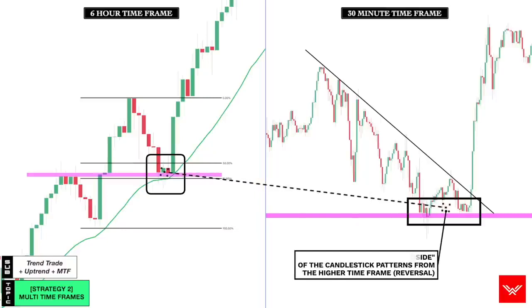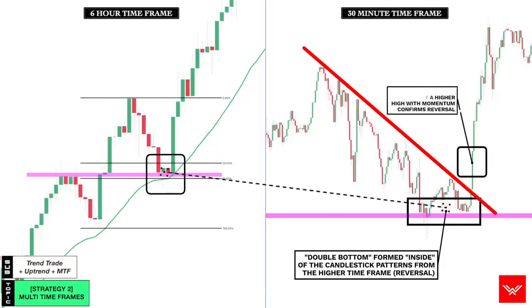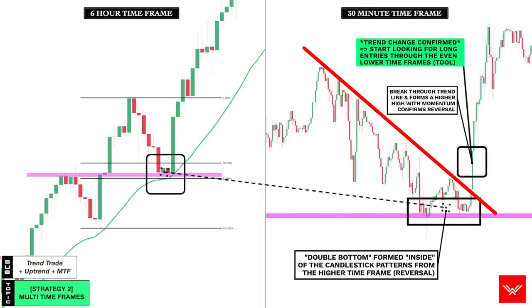The double bottom formed right at the key support level and inside of the long wick candles from the higher time frame. A trend line placed above, connecting the swing highs. Then once price broke through the trend line and formed a clear higher high with momentum, this confirms the reversal from a downtrend to an uptrend, and you would take a long entry on the same time frame or on an even lower time frame using our entry strategy and tool.